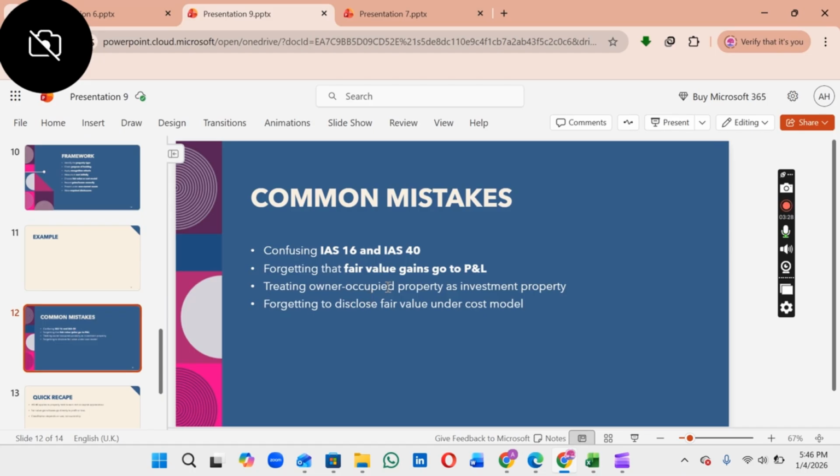Now let's discuss some common mistakes related to IAS 40: confusing IAS 16 and IAS 40, forgetting that fair value gain goes to profit and loss, treating owner-occupied property as investment property, and forgetting to disclose fair value under the cost model.